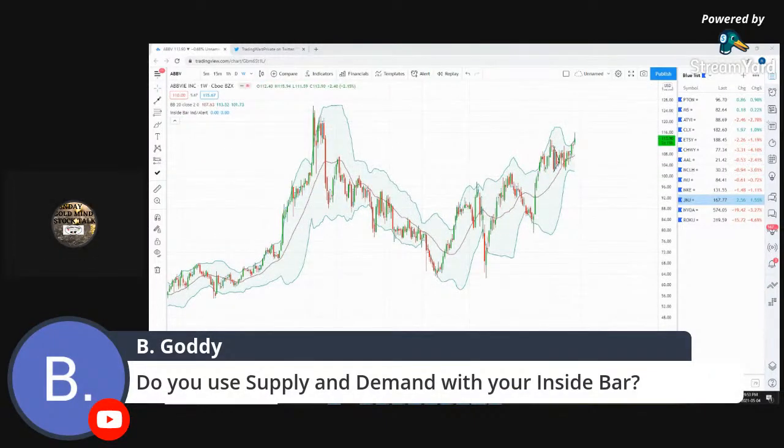B. Gotti, do you use supply and demand with your inside bar? Yeah, I use volume. I combine the inside bars with volume, and that's how I trade them.